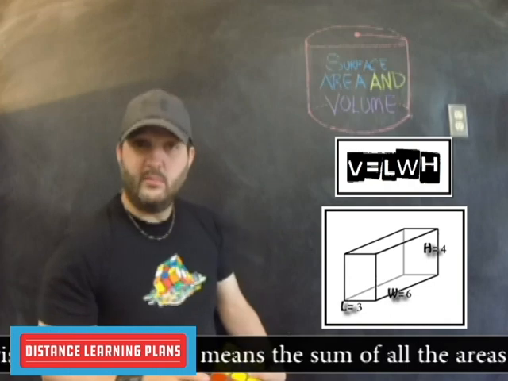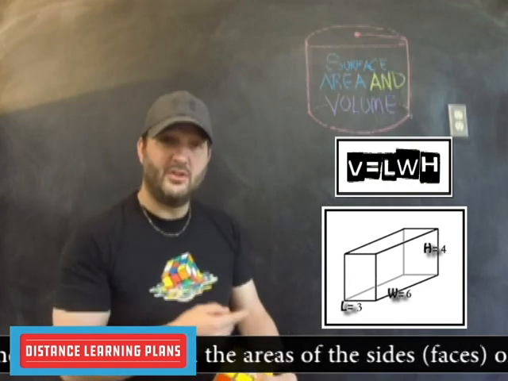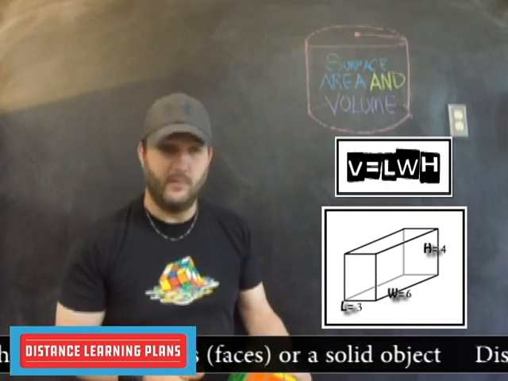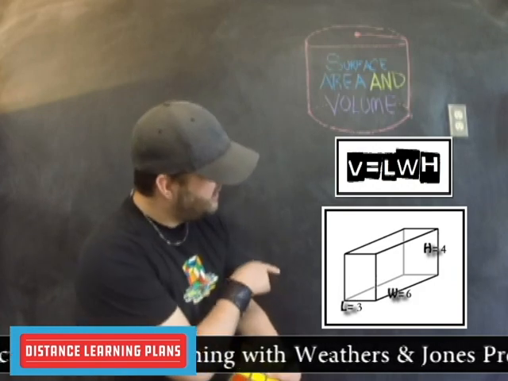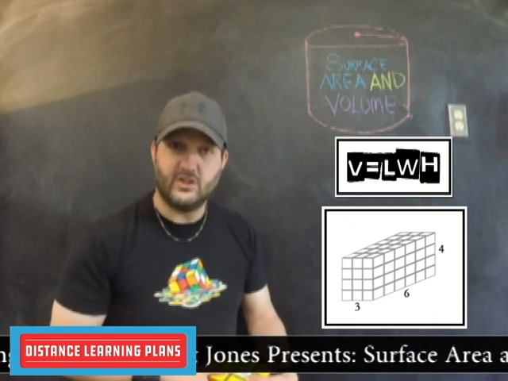And then to find the volume, all we have to do is multiply 3 times 6 times 4, and the volume of this is 72, which means it would take 72 little cubes to fill the entire shape.